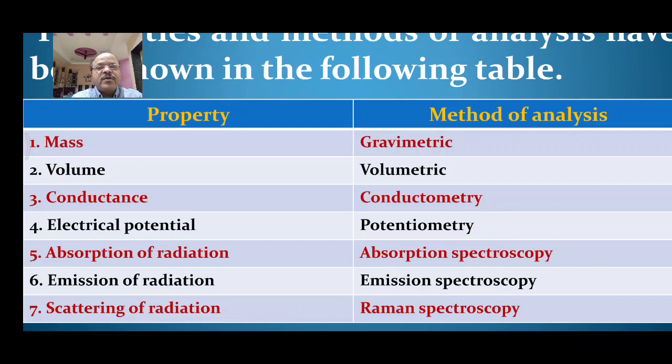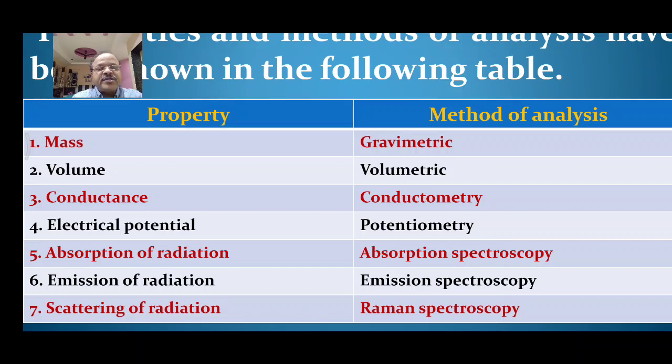If you want to analyze absorption of radiation by a particular sample, suppose the sample is irradiated with radiations, then to what extent that sample has absorbed the radiations can be analyzed by absorption spectroscopy. There are different absorption spectroscopic techniques. Generally it is called absorption spectroscopy because there is absorption of radiation.